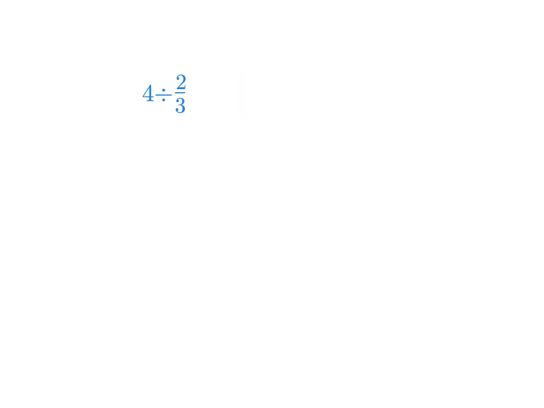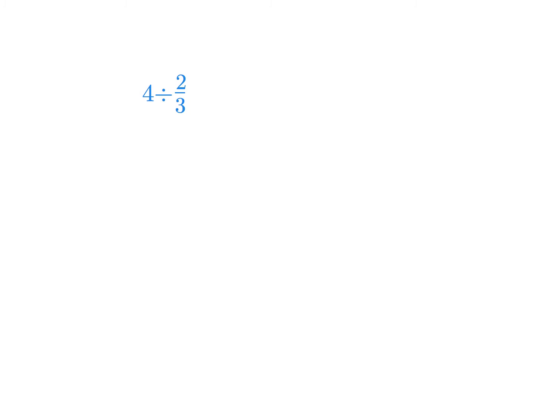Alright, so let's take that a little bit further, and our question is 4 divided by 2/3. Okay, so this is what we have to do. Firstly, we've got a whole number here, so we need to turn our whole number into a fraction. The divide needs to become a multiplication, and the 2/3 we need to invert. So lots happening, but let's do it.